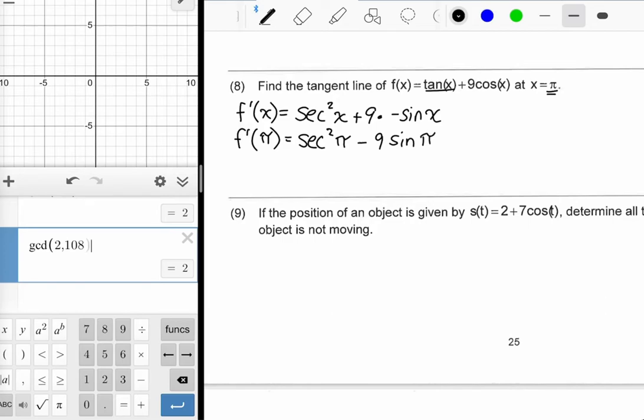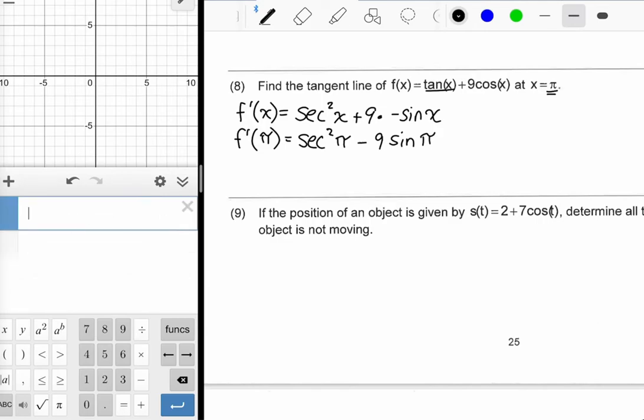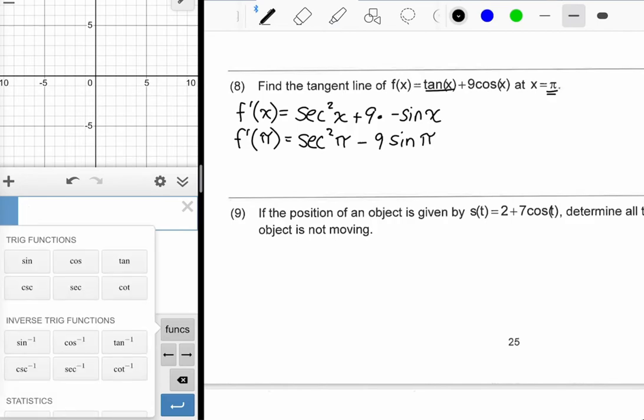And you can pop it into a calculator, but if you know your unit circle stuff, then you can figure it out pretty quickly. So I'll just put it in the calculator. Because the sine at pi is going to be equal to 0, so that cancels away. And secant is the reciprocal of cosine. At pi it is going to be negative 1, squared is going to be positive 1. But that's a lot of stuff to do very quickly, so just pop it in and go for it.